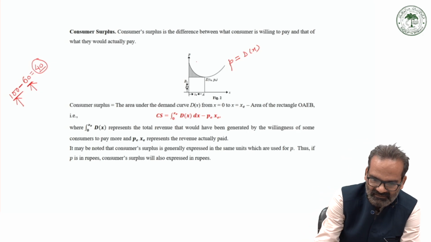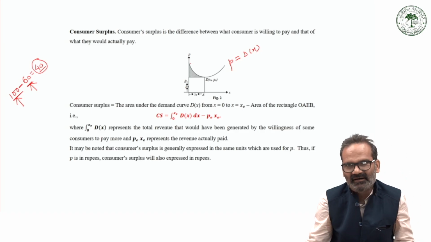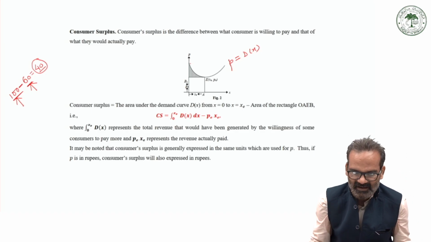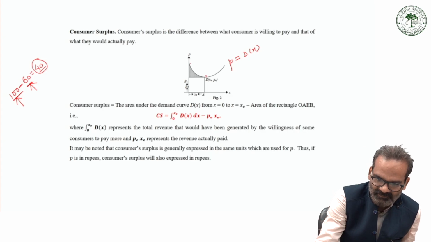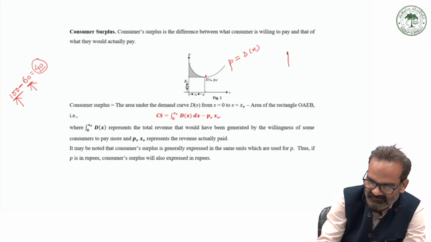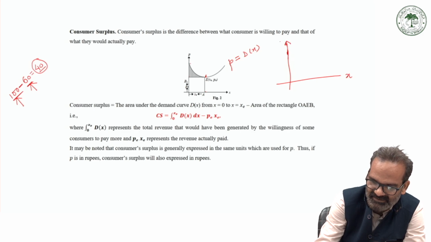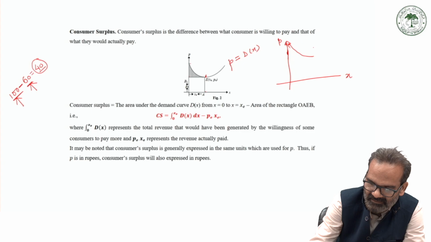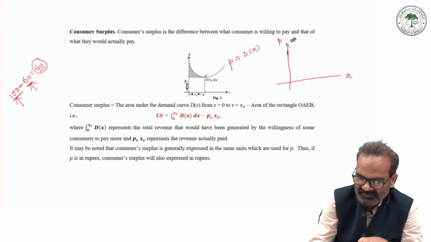So this curve is known as the demand curve. What is happening here: this is your market price, E, the equilibrium price. Draw a perpendicular from E to A, and a perpendicular from here to B. Let me explain it in this figure. This is X and this is P, and this is your demand curve.